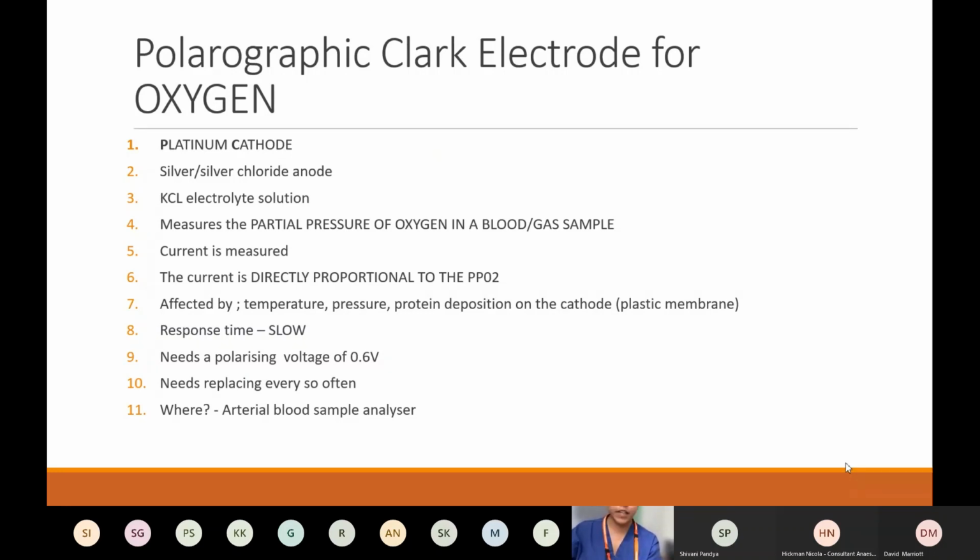And where you might find it, you'll see it in an arterial blood sample analyzer. So your ABG machine uses the Polarographic Clark electrode. Sorry, I really can't say that word very well. So that's one way of measuring oxygen.